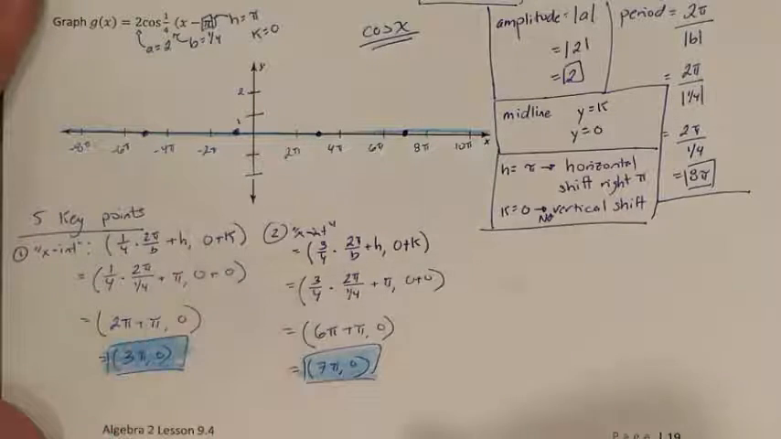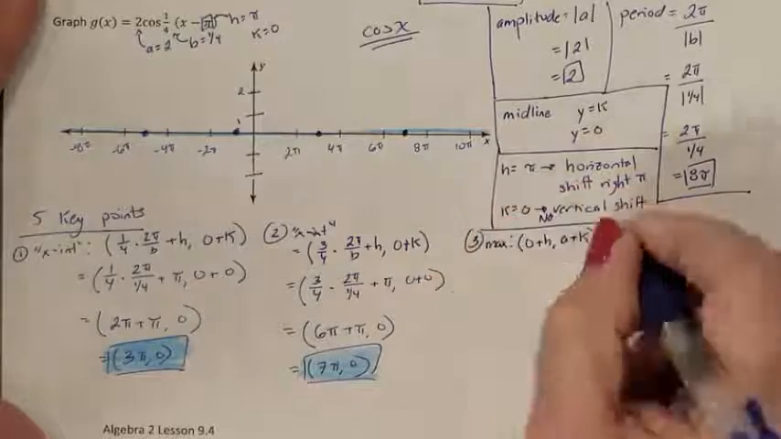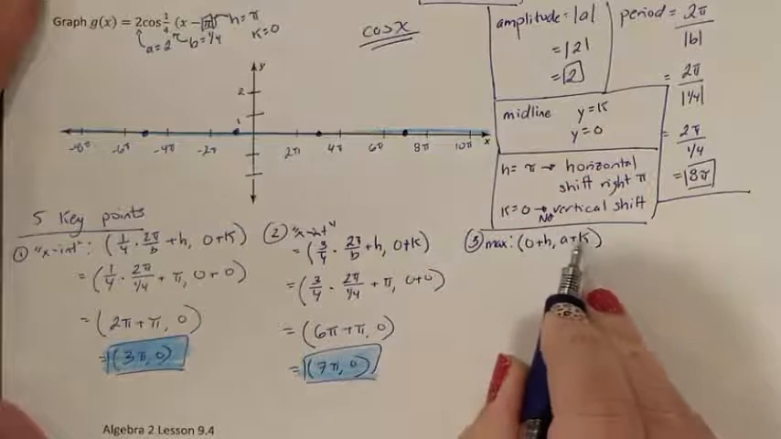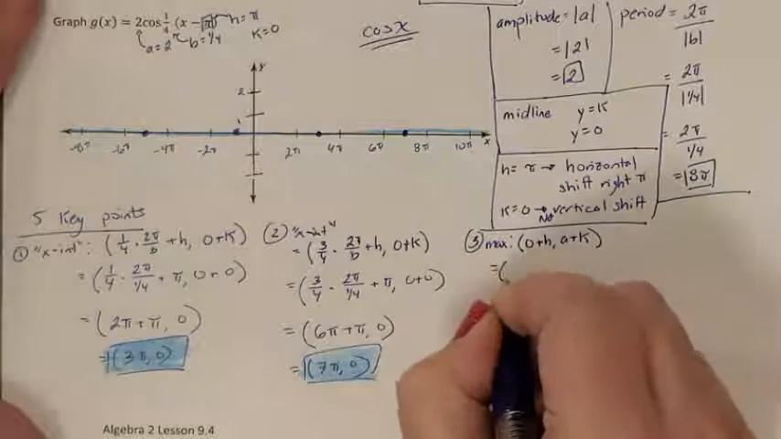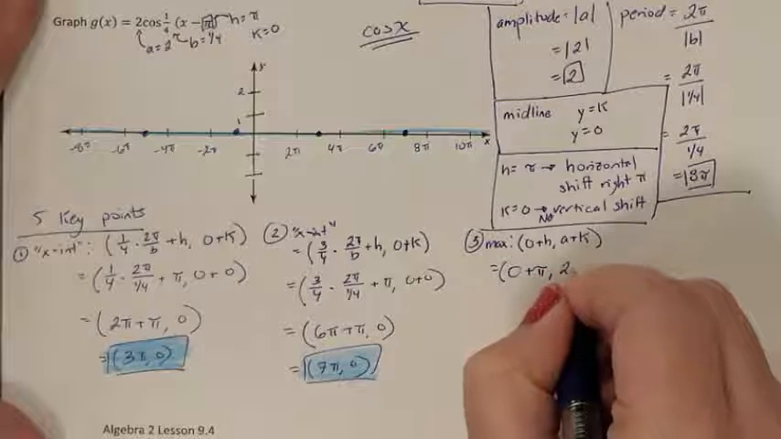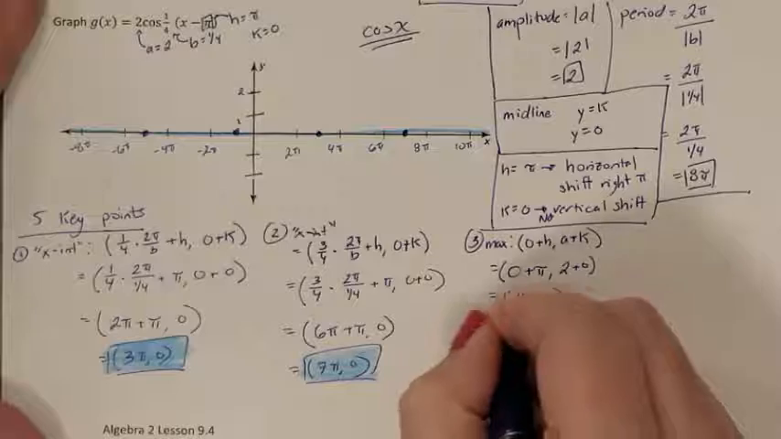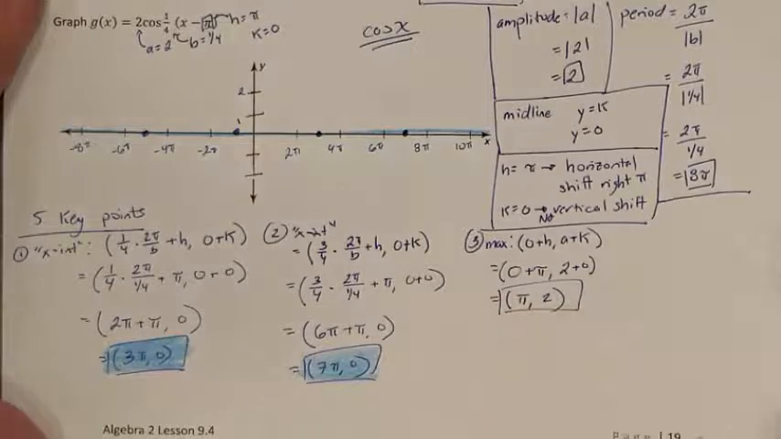After our 2 x-intercepts, we're supposed to have 2 maxes. So here's max number 1. Remember, the h needs to be with the x and the k needs to be with the y. My h is pi, my a is 2, my k is 0. So my first max is at the point pi, 2.